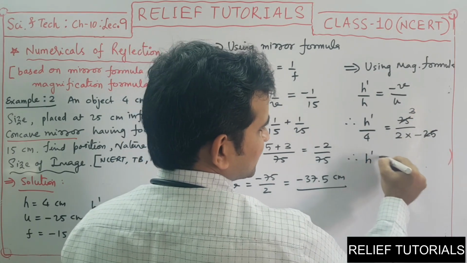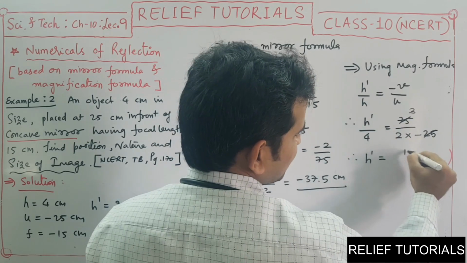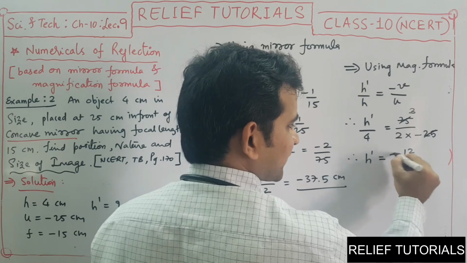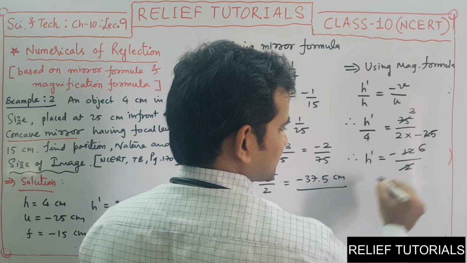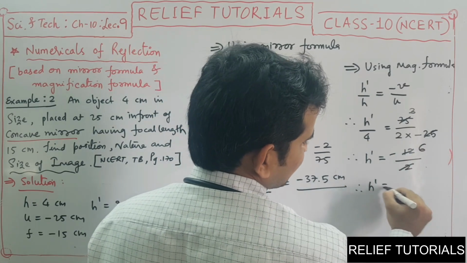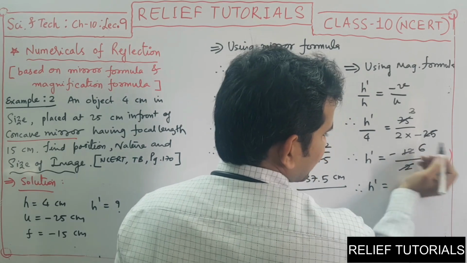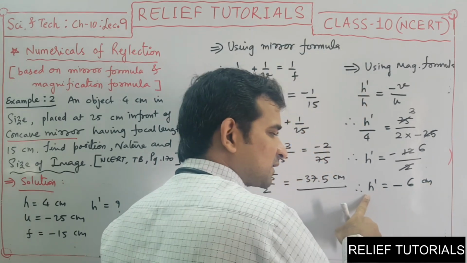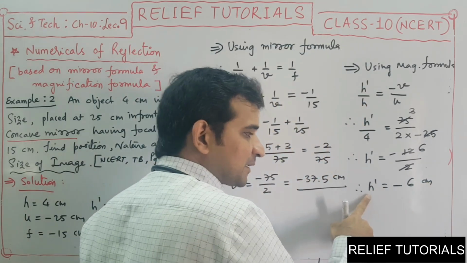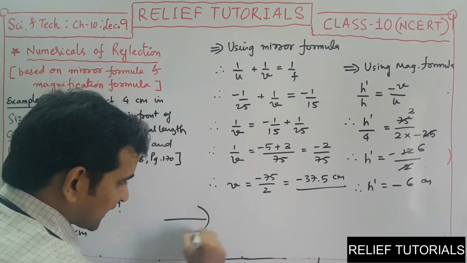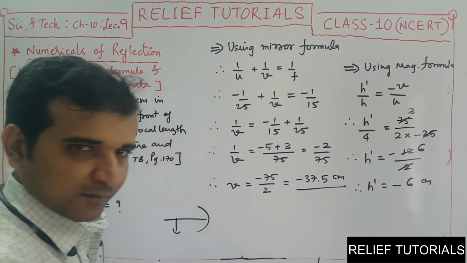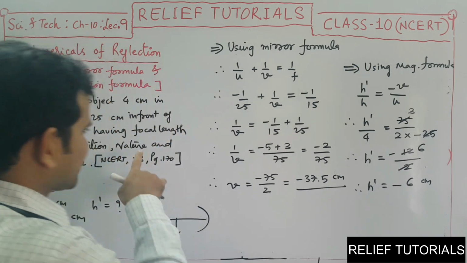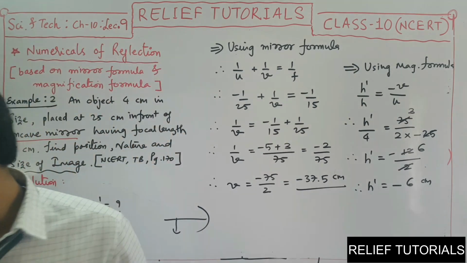Transfer this 4 here. So h dash is equal to 3 4s are 12, 12 divided by 2, and one negative sign is here, so minus here. It's 2 6s are 12. Sorry, h dash is minus 6 centimeter, and h dash means image size. Size of image is negative, which means the image is downwards, and downwards means inverted, and inverted means real. So the nature will be real and inverted.